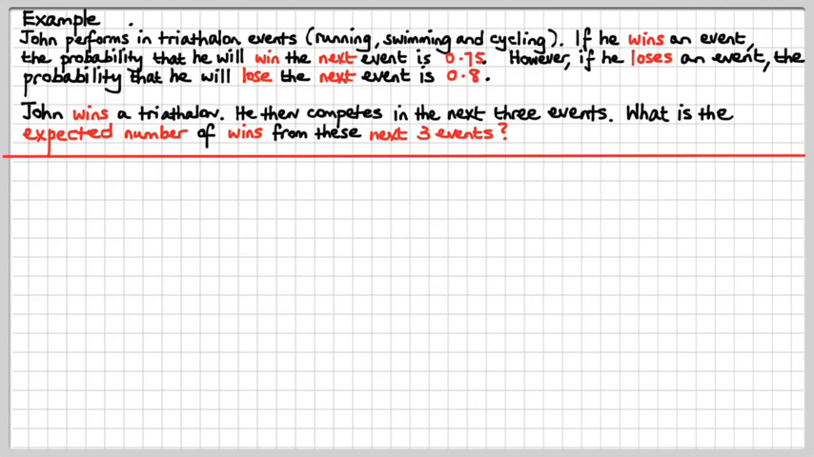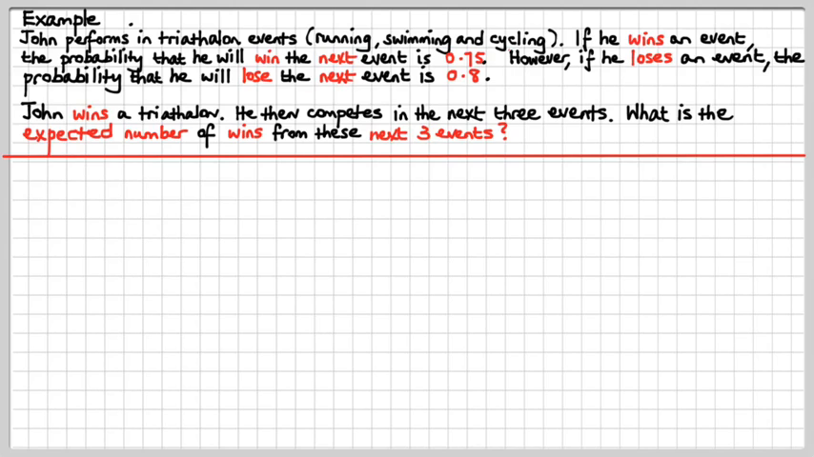We're using an example here where we've got John, and John is an athlete. He performs in triathlon events, which is running, swimming and cycling. If he wins an event, then the probability that he will win the next event is 0.75 or 3/4. However, if he loses an event, the probability that he will lose the next event is 0.8 or 4/5, guys.